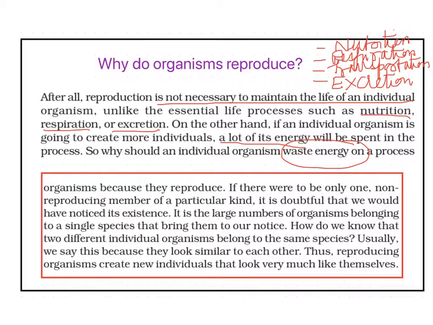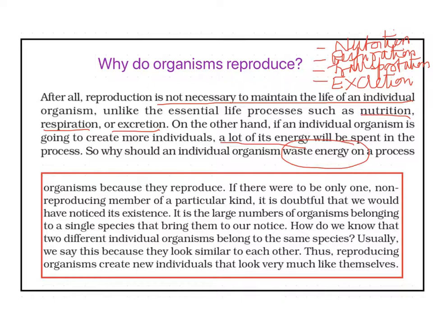Because they want that after their death their family should continue. There is somebody after their death to continue the family. So even if an individual dies, the species should continue. Okay, this is one reason why an organism reproduces.